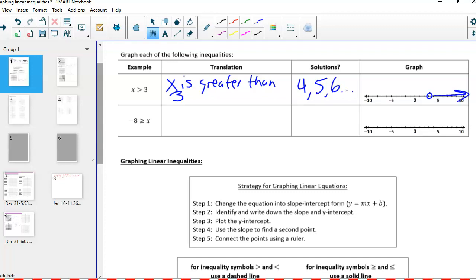What do you mean by solution? Numbers that are greater than 3. Now, for this one, let's translate it as is, and then we'll talk about switching it. How would you read this? x is less than or equal to negative 8, as is. Negative 8 is greater than or equal to x.